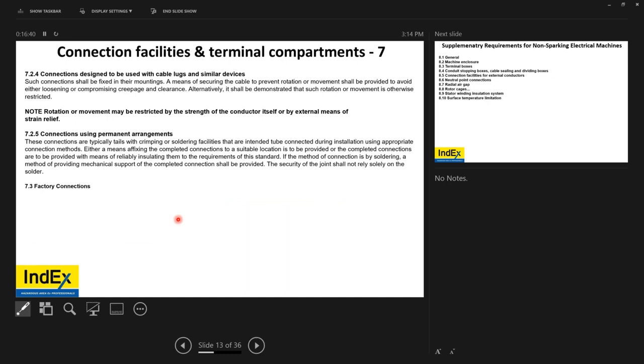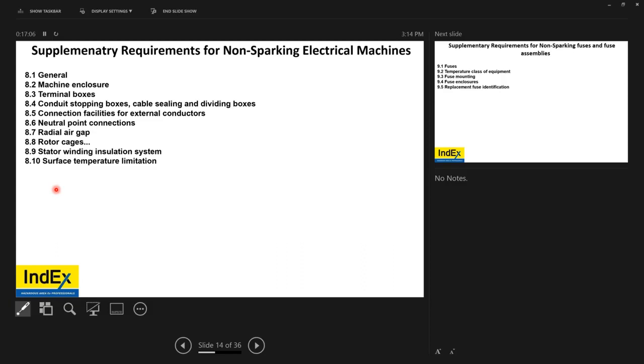Now, connections using permanent arrangements. This is when they're talking about tails. So if you have a tail, you're probably going to need another junction box of another EX protection technique to finish off that one. Then there is also factory connections. It goes on forever. When we go into motors, you'll find that all these are directly from what you would find in the EXE standard, just a few differences. So what does it talk about? IP ratings, glands, dividing boxes, connection facilities, radial air gap, it goes on forever.